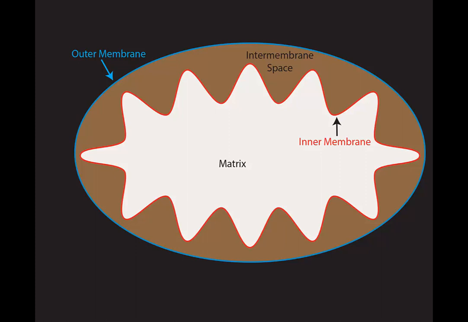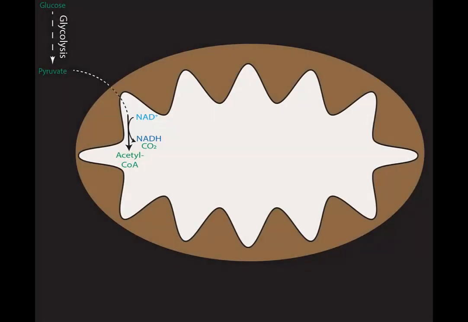Inside of the inner membrane is the matrix, and the space between the 2 membranes we call the intermembrane space, and we abbreviate that IMS. Okay, so now that we understand the anatomy of the mitochondria, let's now think about what goes on in the mitochondria.